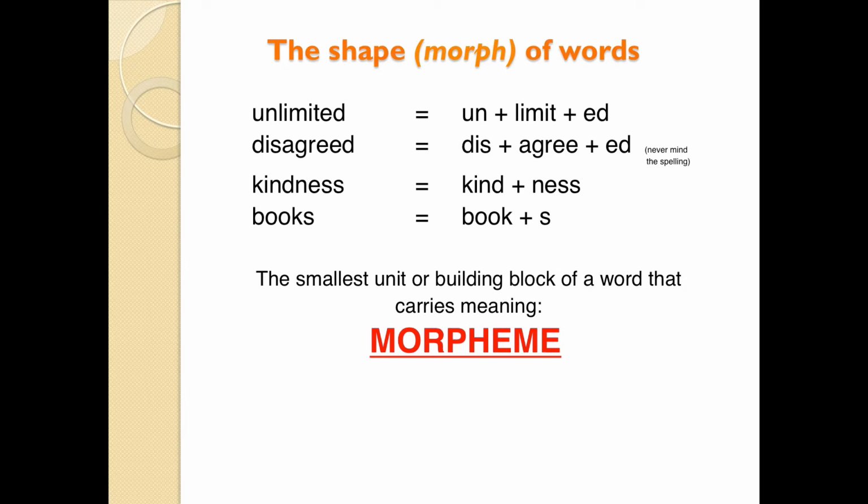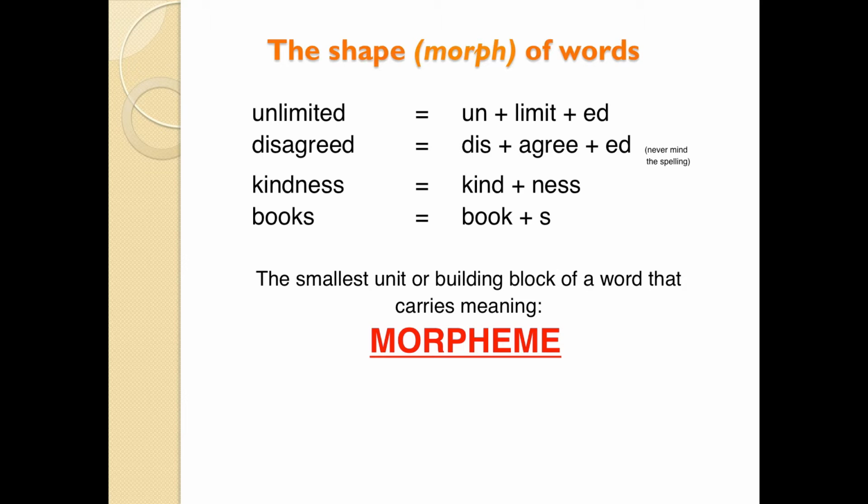So if we take a word like unlimited, we analyze that shape as consisting of the three building blocks un, limit, and ed. Disagreed consists of the three building blocks dis, agree, and ed. I know disagree doesn't have three E's, so never mind the spelling. The spelling really has no importance in this context. Kindness consists of the two components kind and ness, and books can be split up into book and the plural s.